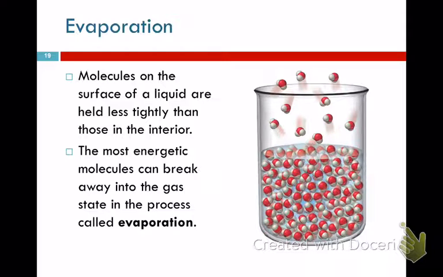So these guys are the ones that can leave. If you have a container that looks like this, they can only leave from this part. If I take the same container and make it really wide, but the same volume, now the surface area is much bigger and it'll evaporate at a higher rate.